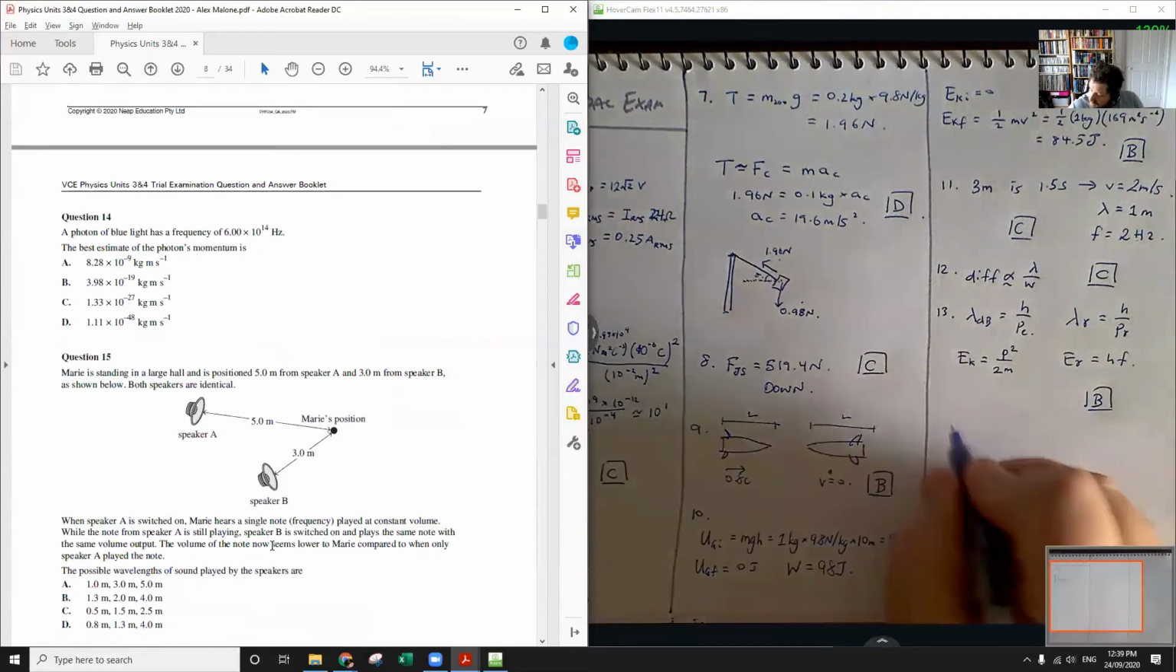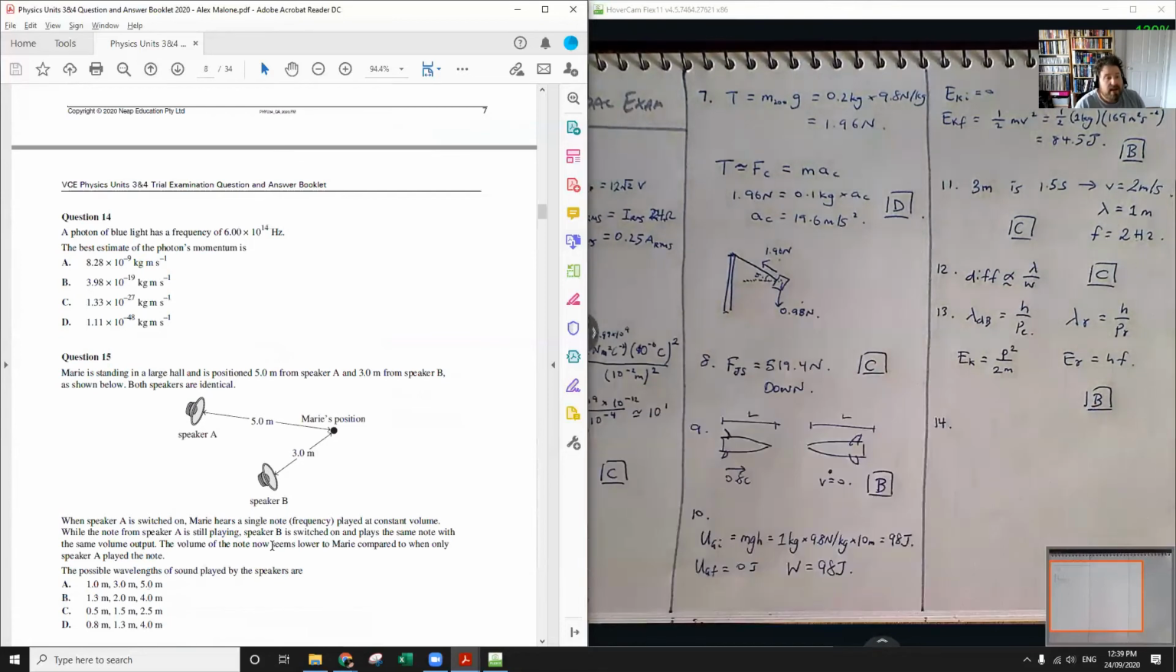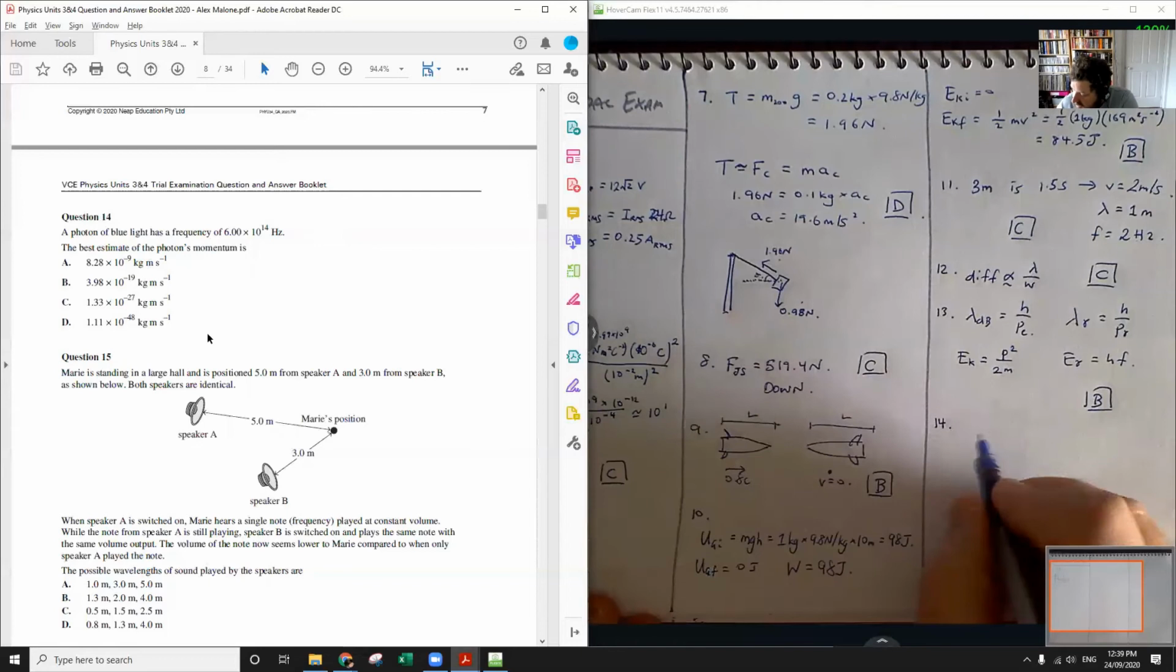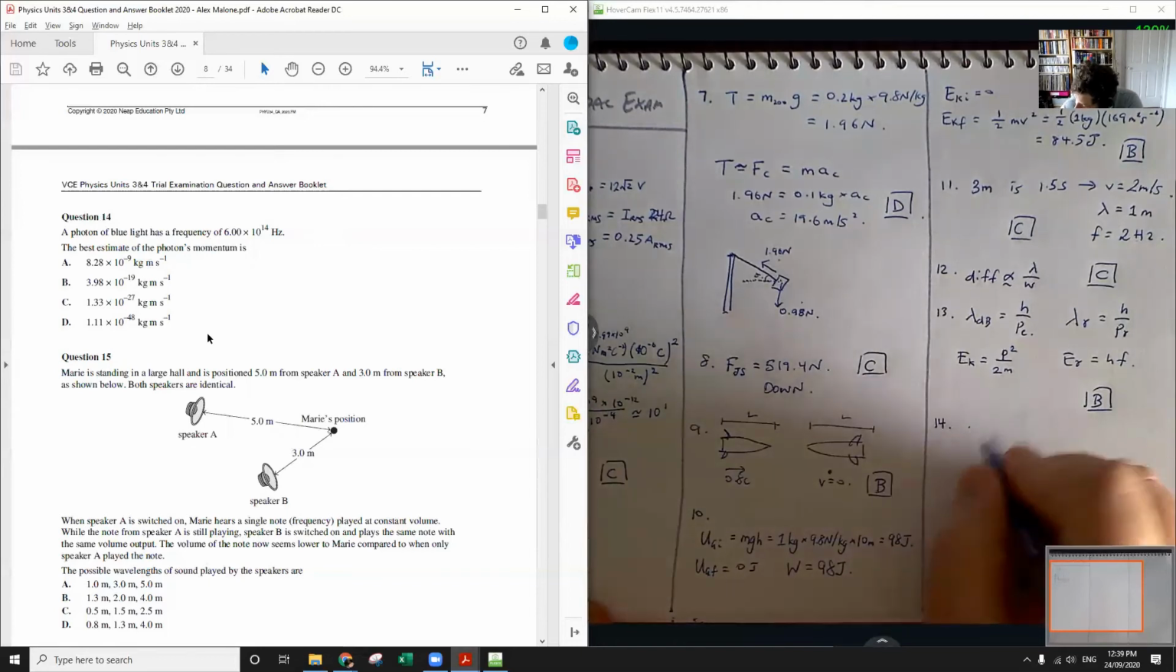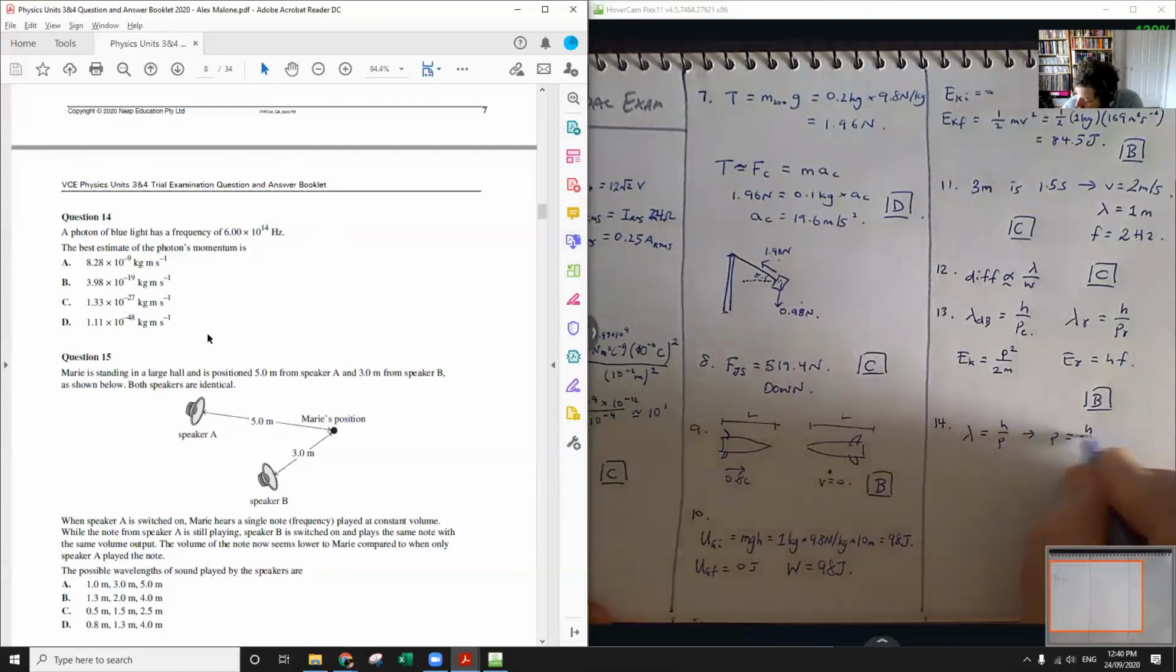Okay, question 14. A photon of blue light has a frequency of 6 times 10 to the 14 hertz. The best estimate of the photon's momentum is... So this is just a straightforward application of the de Broglie wavelength equation, or even just the photon momentum equation. So lambda equals h over p, or p equals h over lambda.